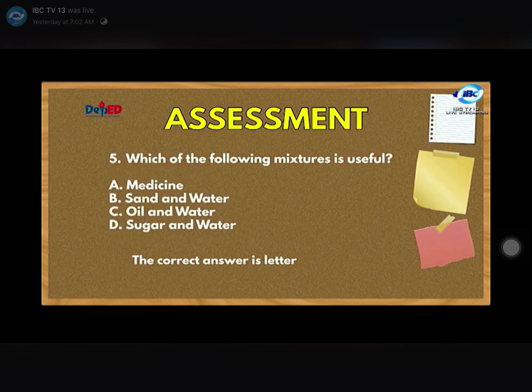Number 5. Which of the following mixtures is useful? Letter A, medicine. Letter B, sand and water. Letter C, oil and water. Letter D, sugar and water. The correct answer is letter A.